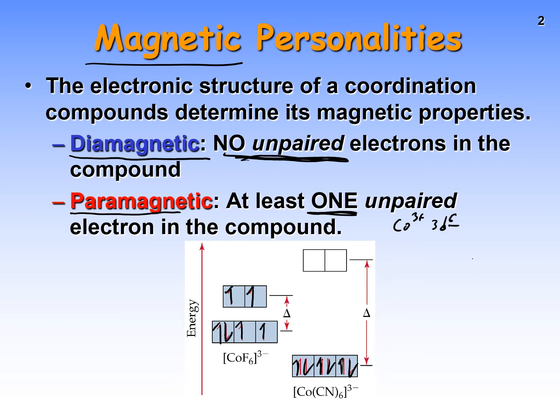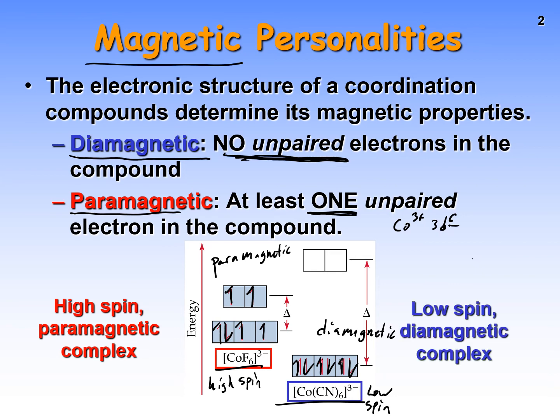Now, at the end of the day, we can classify these as two different things in terms of their spin. This is the high spin. This is the low spin. In addition, this is a paramagnetic substance, and this one is a diamagnetic substance, which you can kind of see here.